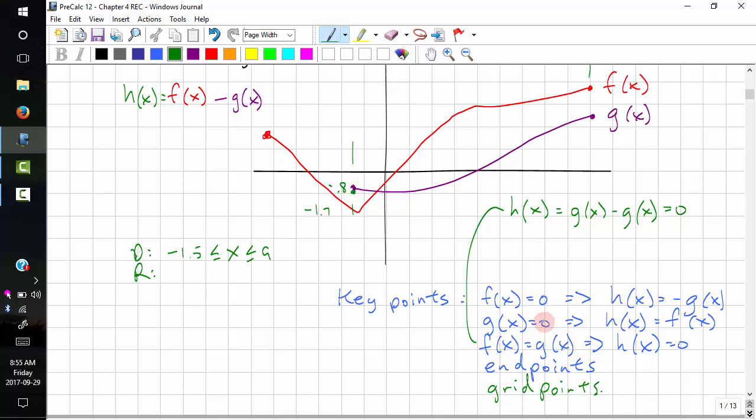And we're looking for f and g equal to 0. F is equal to 0 here, so we have negative g of x. So we just reflect this point up here. And over here, we have g of x equals 0. That one's simpler. It's just f of x.